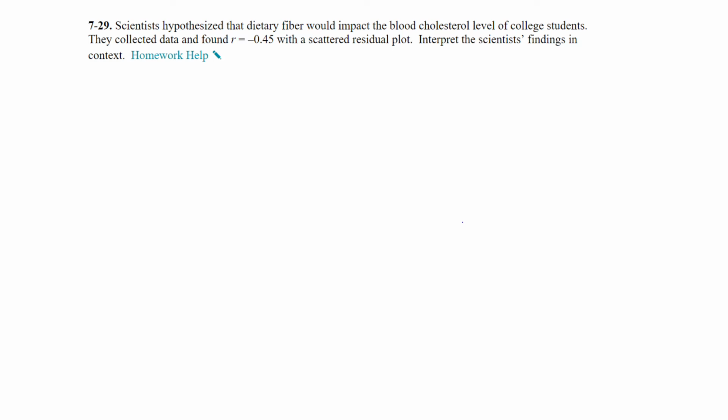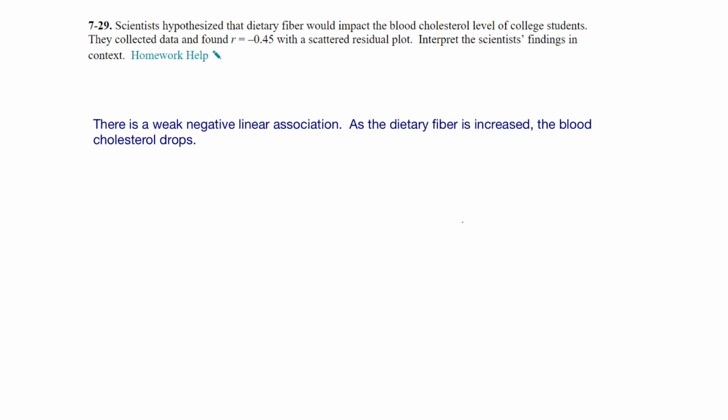So just kind of talking through that as we look at it, but let's just go ahead and start with the R value itself and write down that it has a weak negative linear association, and we also know as the dietary fiber is increased, the blood cholesterol does drop. So there's the first statement about just the R value itself.